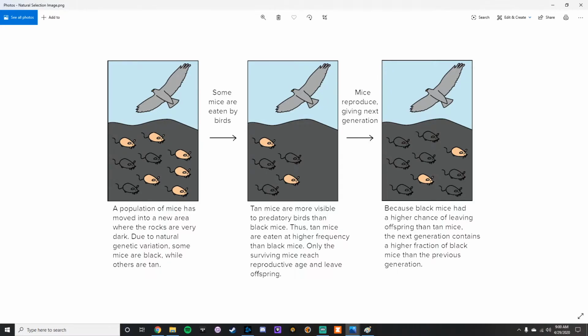So that is our review of what natural selection is. Remember that this trait has to be heritable. It has to be heritable, and it has to be something that allows them to survive over everything else. So they are, I guess, adapted for their environment.